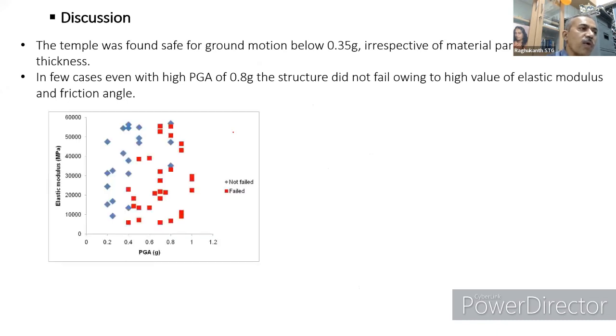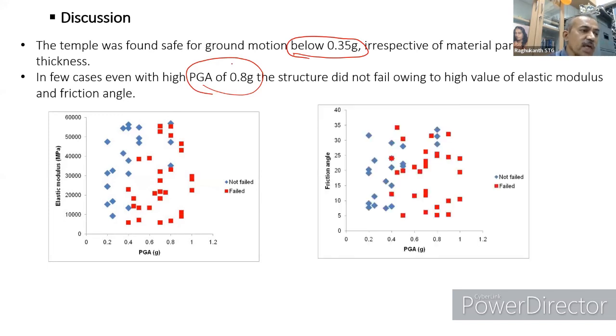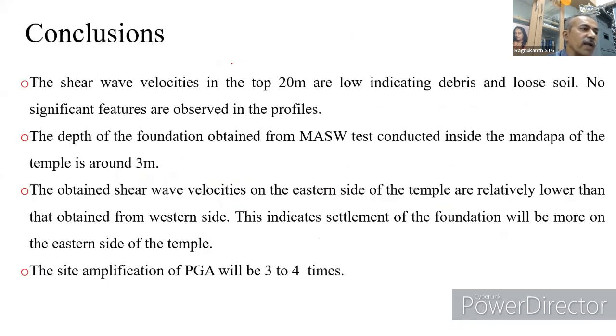So this was what we said. The temple was found safe for ground motions below 0.35 G. So the temple is perfectly safe. Now, if you take a PGA of 0.8 G, the structure did not fail if you take a high elastic modulus and friction angle. If you can repair those issues, then at 0.8 G also it can survive. So this failed and non-failed we have got.